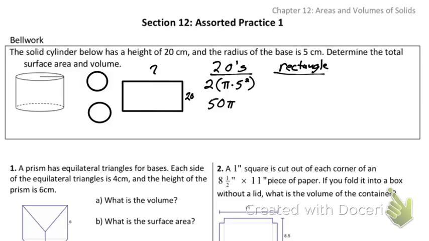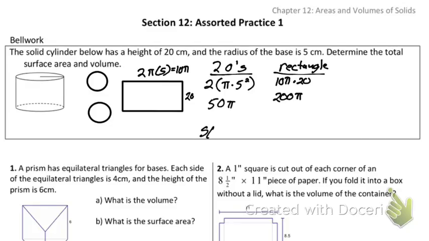Can someone tell me how to get this width, since I was not given the width? Yes? Circumference of the circle. Perfect. Yeah, so it's the circumference of the circle, so that's 2 pi r, right? 2 pi times 5, so that would actually be 10 pi. So the rectangle's area is 10 pi, not plus, but times 20, so that's 200 pi.